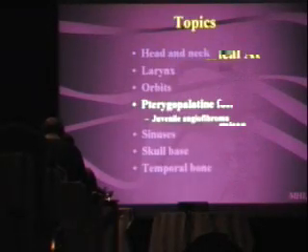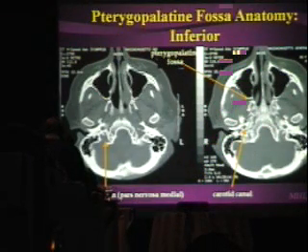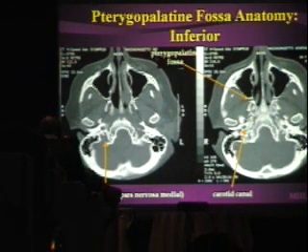Okay? All right, pterygopalatine fossa. Again, I'm going to leave you guys to study the anatomy. I could give a whole 2-hour lecture on the anatomy of the pterygopalatine fossa. A really fascinating topic. It basically is the crossroads between the brain and the face.